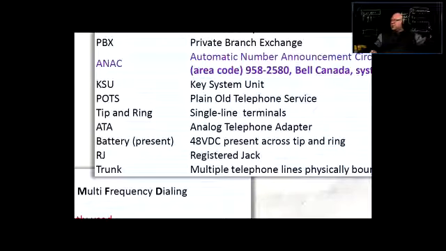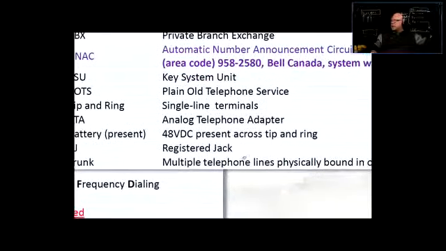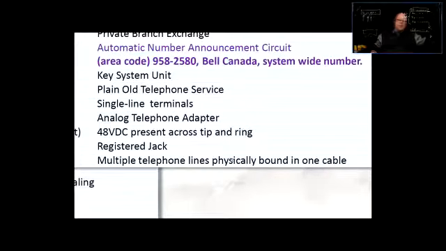Battery present, we already have discussed that in the last lecture. RJ stands for registered jack, and a trunk. A trunk is multiple telephone lines physically bound in one cable. So let's say you're going to have 25 telephone circuits. Instead of running 25 cables, you might get a bigger cable that encloses 25 pairs, and that will be called a trunk line, right? That contains a lot of pairs.